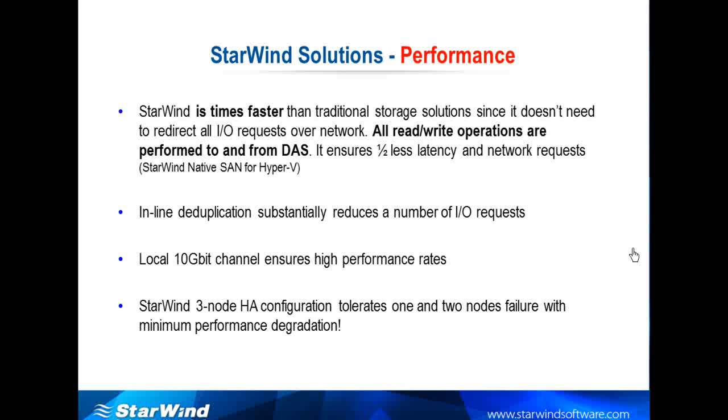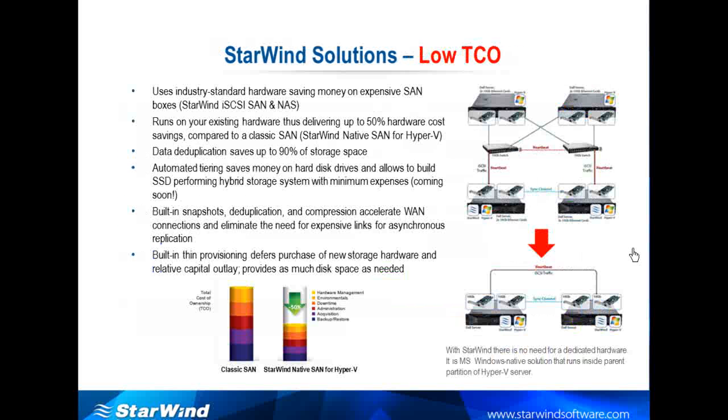StarWind is times faster than traditional storage solutions since it doesn't need to redirect all I/O requests over the network. All read-write operations are performed to and from disk. It ensures twice less latency and network requests. This is the thing when we're talking about the native sense solution. Just a quick reminder, this is the diagram that we see below.